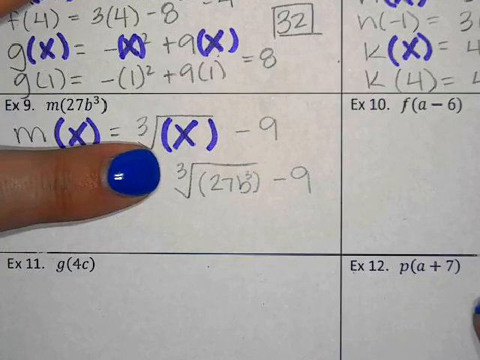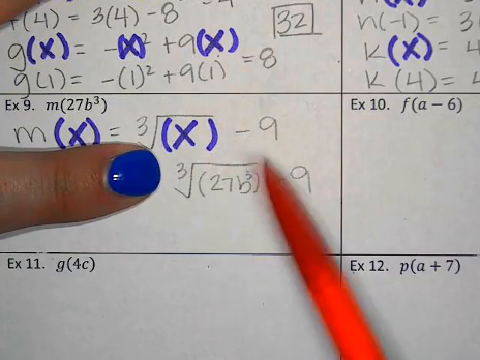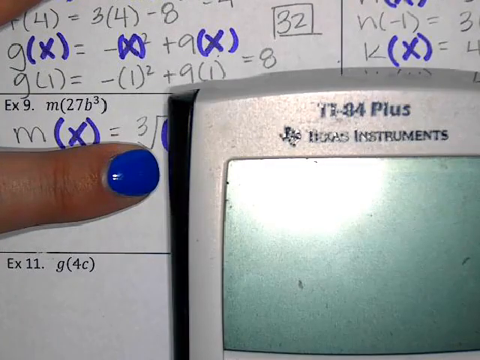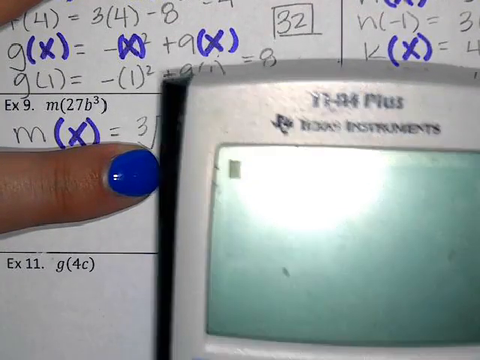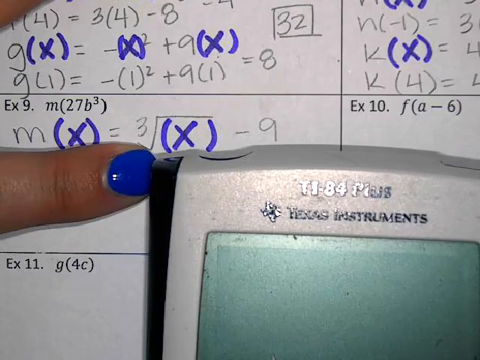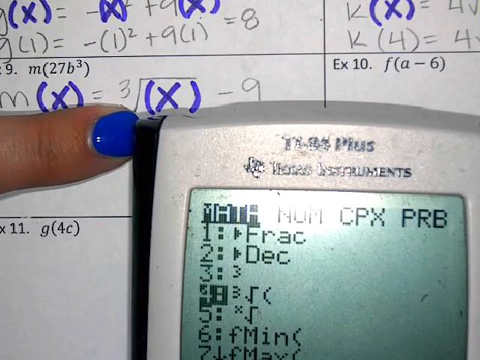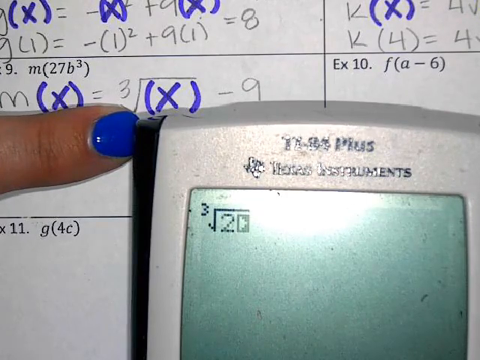So how do I get the third root up on my calculator screen? Hit the math button, go down to 4. Can I do the third root of 27? What do I get? I get 3. Okay, so you can do the third root of 27. You get 3. All right.